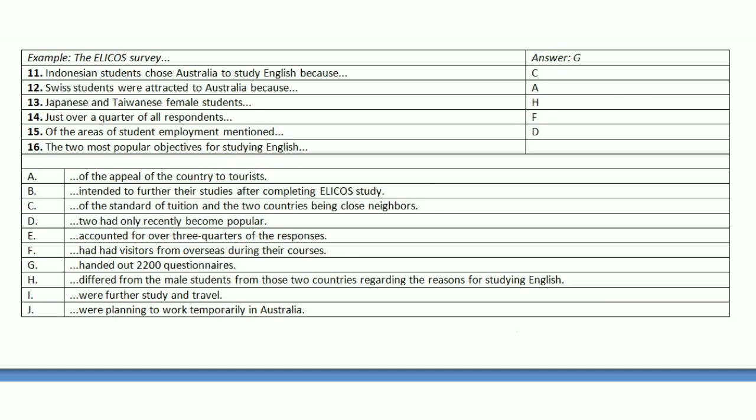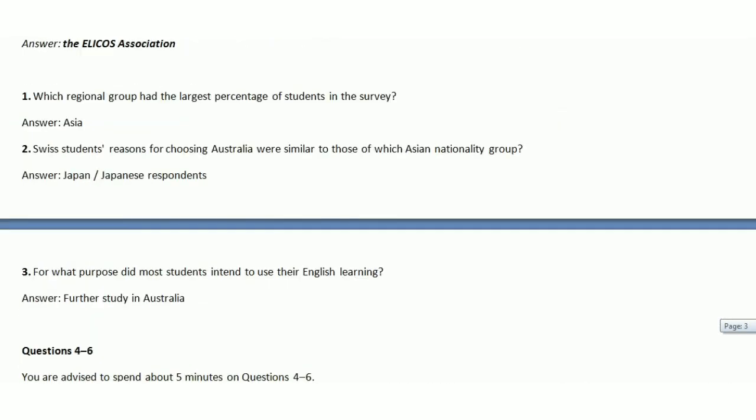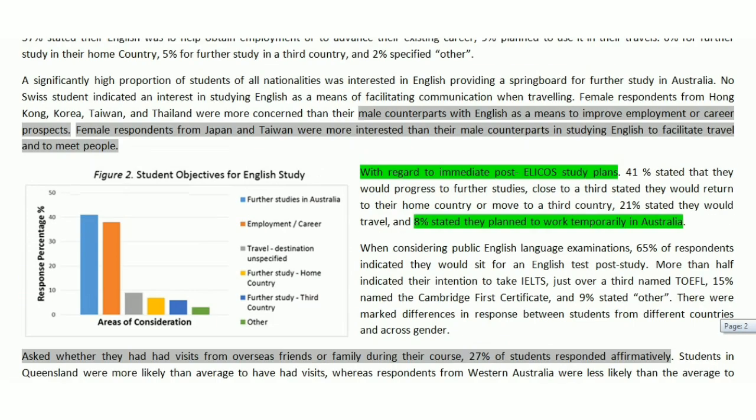So finally, we are on to the last question of this passage. Let's see what it says. The two most popular objectives, or purposes, for studying English. So this is in the paragraph where the purposes for studying English are given, and we have to find the two most popular purposes, or objectives. Let's see what they were.